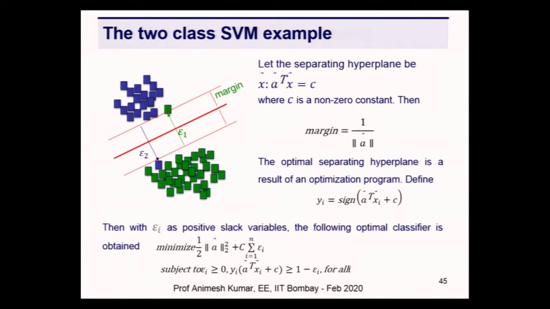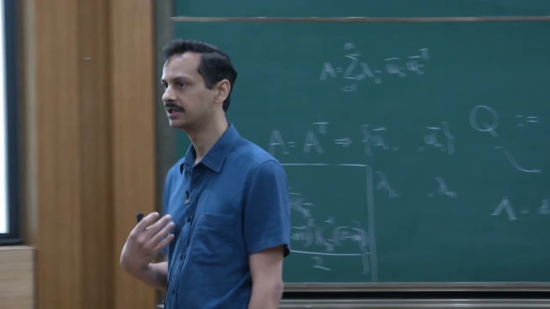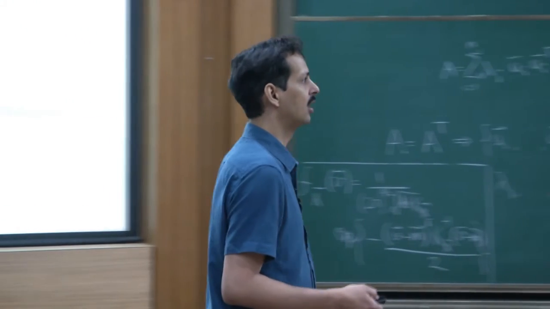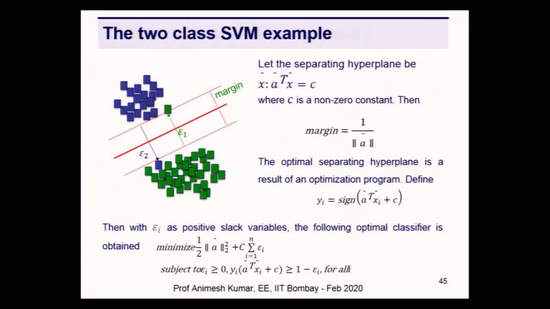The first item that we want to find is the direction of the separating hyperplane. That's the A vector, and we also want to find this constant C, because I don't insist on the constant C being the origin. I also want to choose the constant C as a result of some optimization program. So what exactly is that optimization program? Let's focus on that.